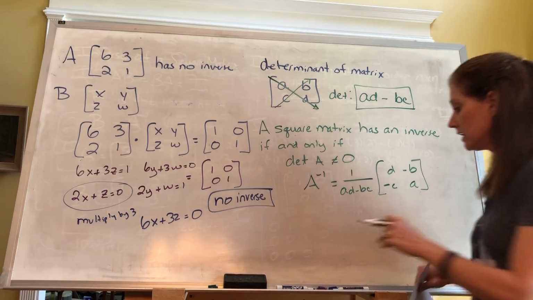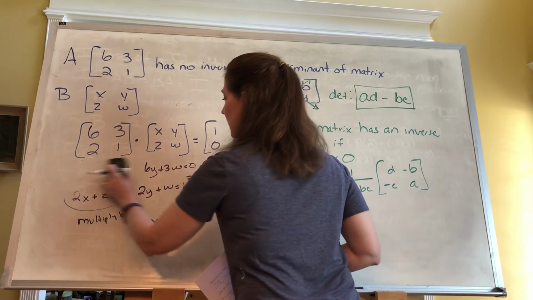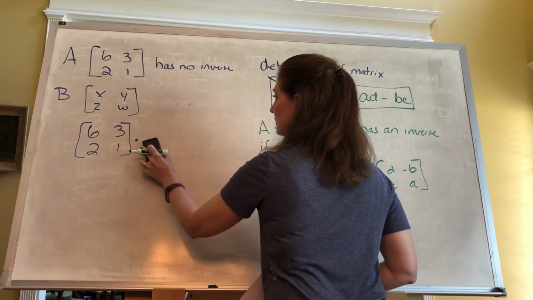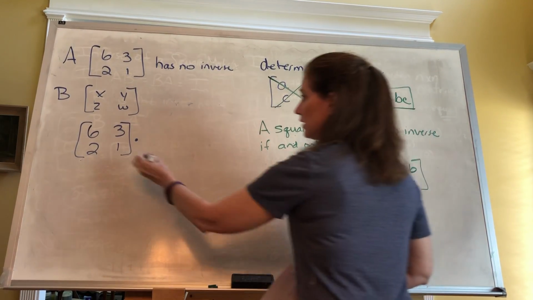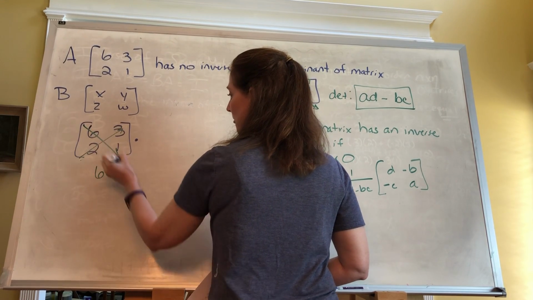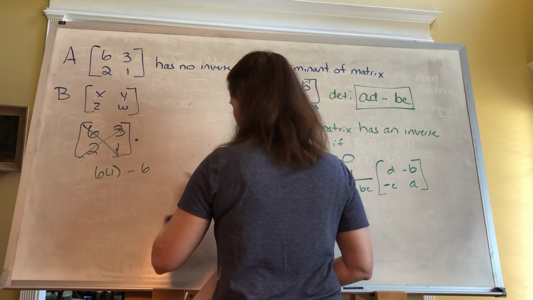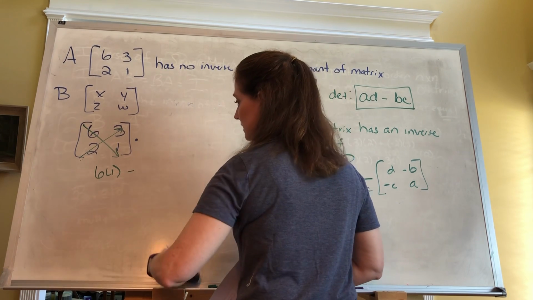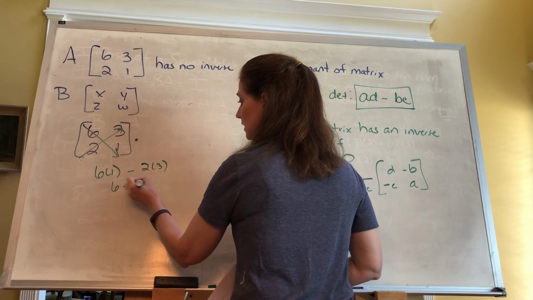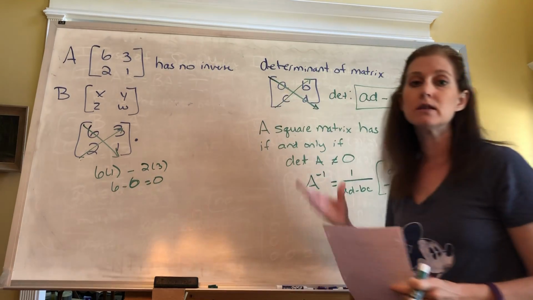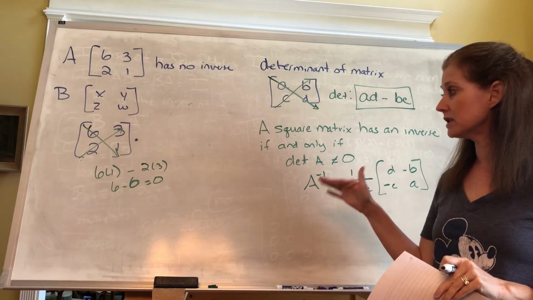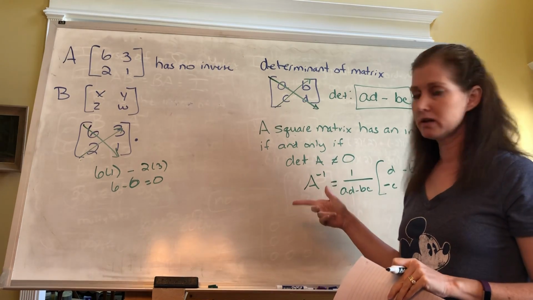determine this, and you can see over here on this one, on our A, we do 6 times 1 minus 2 times 3, so I have 6 minus 6, which is 0. Okay, so we know that there's not an inverse for A.